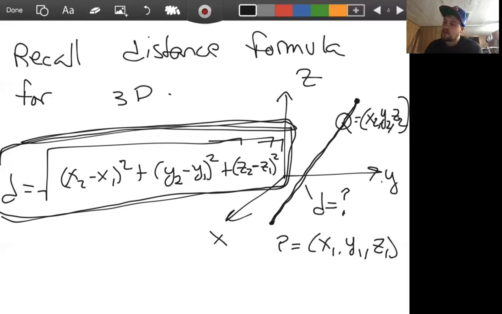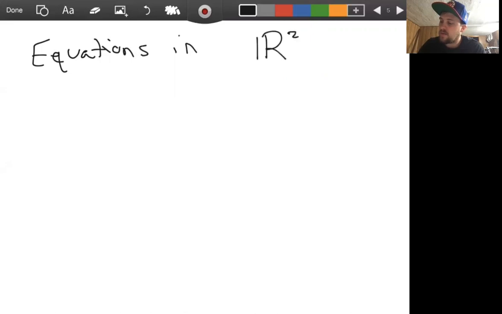Okay, so next I'd like to actually talk about equations in 3-dimensional space, and being able to graph equations. Like, what does a graph look like in three-dimensional space, right? So what do equations in two-dimensional space look like? Like, what are equations in R2, right?